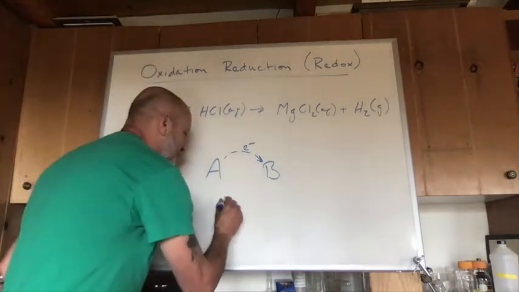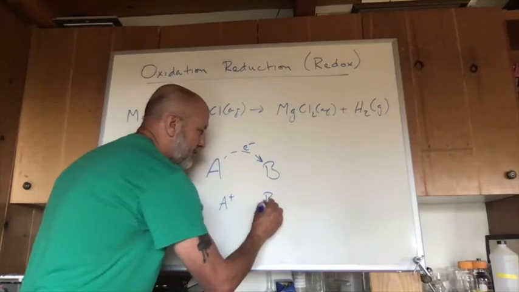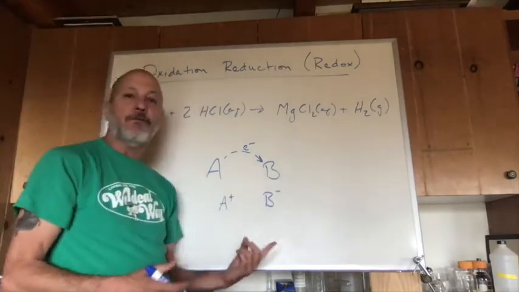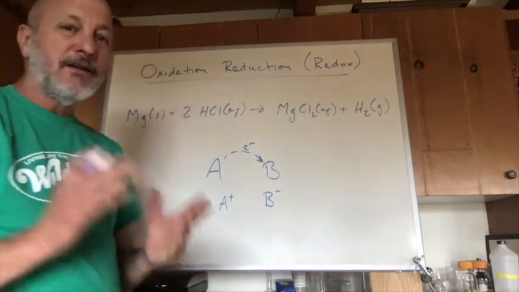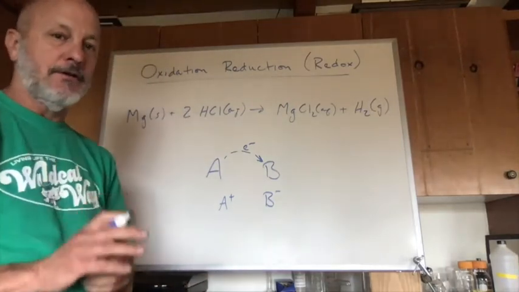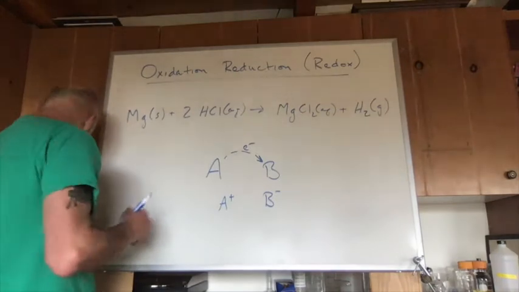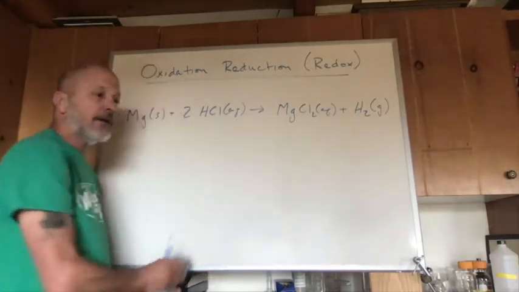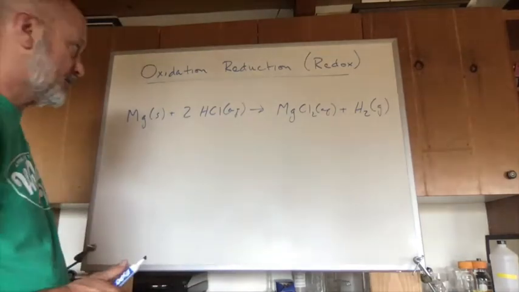A would now become positively charged, B becomes negatively charged. So we can see, sometimes it's a formal transfer of an electron like that. Sometimes it's just an effective transfer of an electron. So let's get into how we can track these and recognize oxidation reduction reactions.